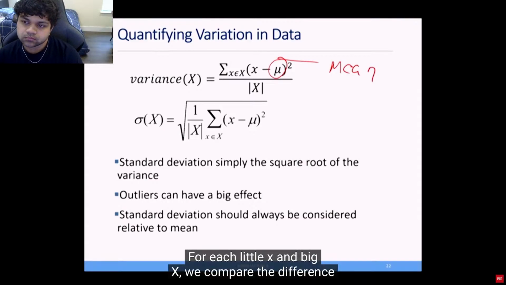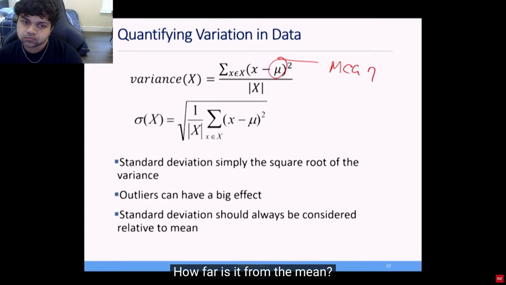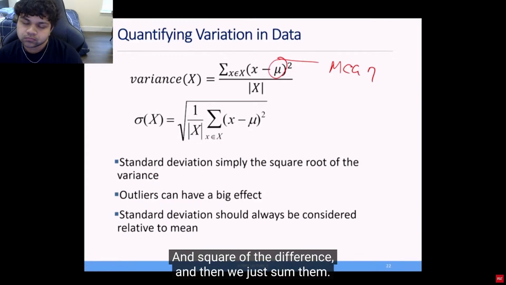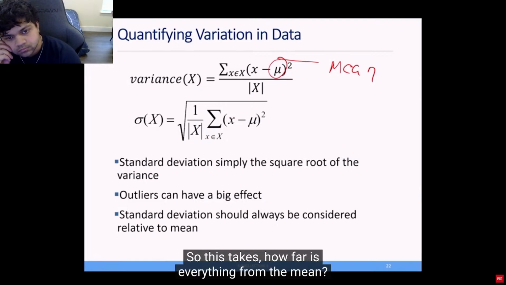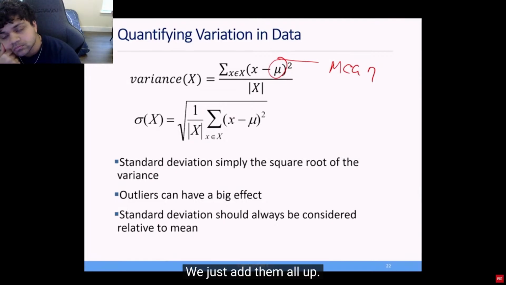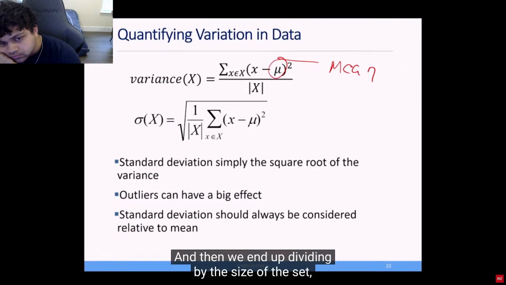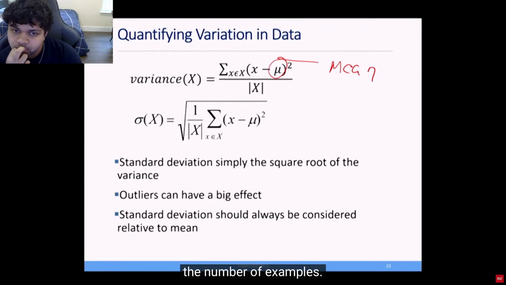For each little x and big X, we compare the difference of that and the mean. How far is it from the mean? And square the difference, and then we just sum them. So this takes how far is everything from the mean? We just add them all up. And then we end up dividing by the size of the set, the number of examples.